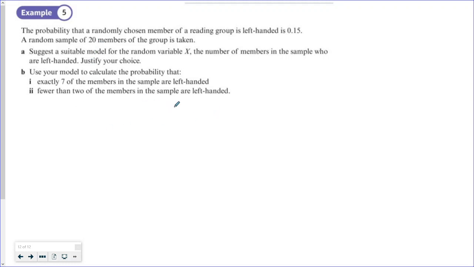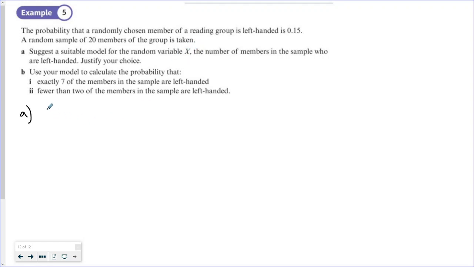We need to be able to relate this binomial distribution to real life examples, and the reason why the binomial distribution has a special name for those types of random variables is because it comes up in a lot of real life situations. So here we've got a sample of 20 people, and the probability that a random member of the group is left-handed is 0.15. And we're going to count how many people are left-handed from this sample.